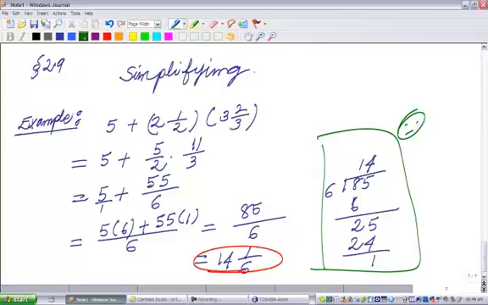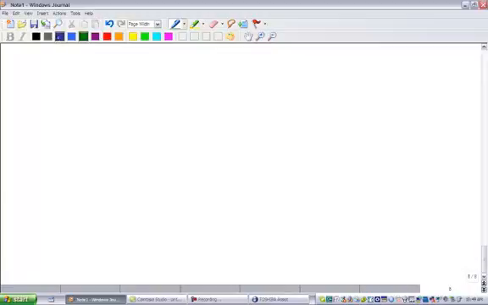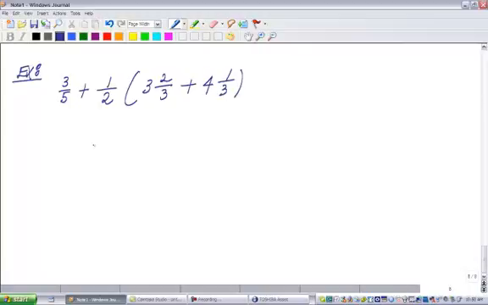All right, so let's do 2 more examples like this, okay? So here's the example. Let's say I am trying to add 3/5 plus a half with 3 and 2/3 plus 4 and 1/3. But the twist is I'm going to square that, okay?